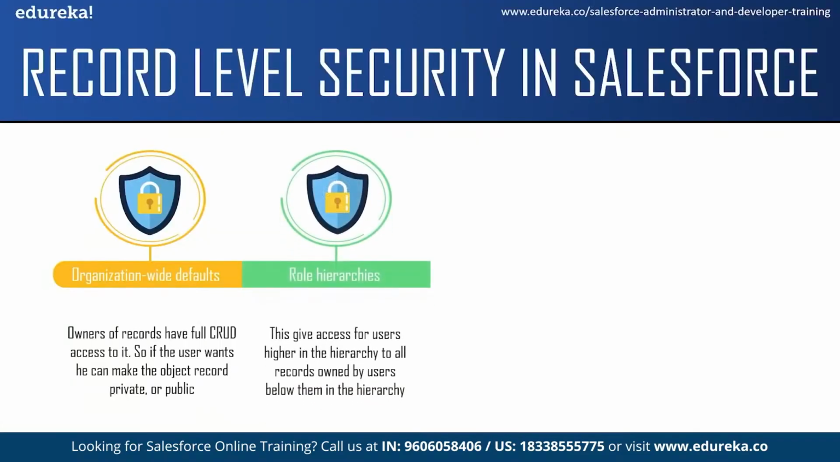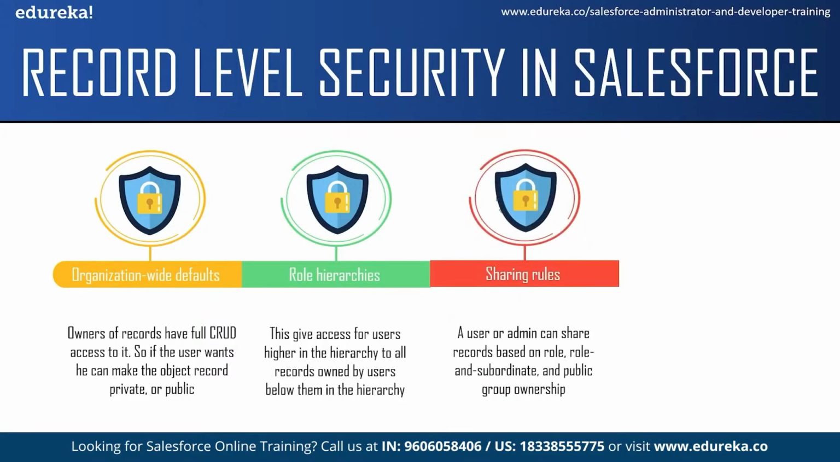The next way is role hierarchy. This gives access for users higher in the hierarchy to all the records owned by the users below them in the hierarchy. For example, the sales representative can only view their record and not their colleague's record. But the managers can view all the sales representatives' record. Now, role hierarchy does not have to match your organization chart exactly. Instead, each role in a hierarchy should represent a level of data access that a user or a group of users needs. Now the question arises here is, how can I share my records with my fellow employees?